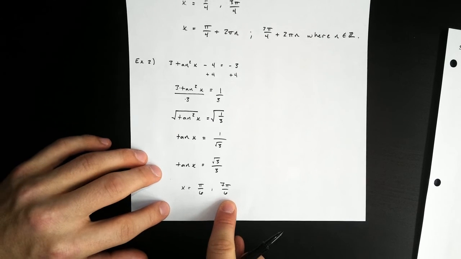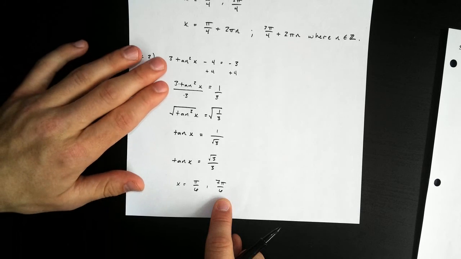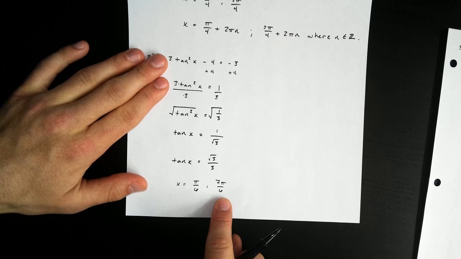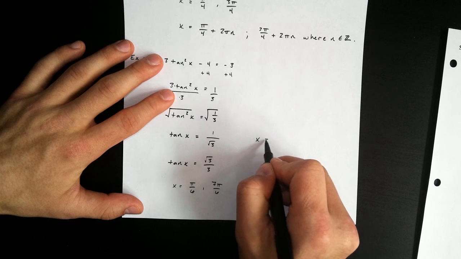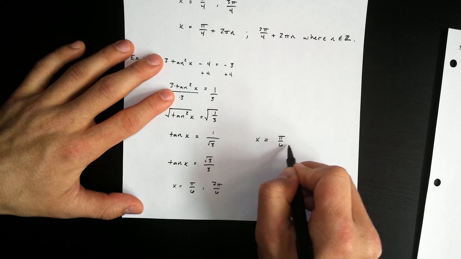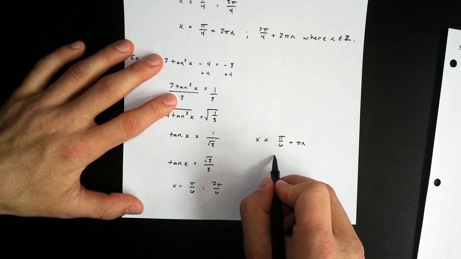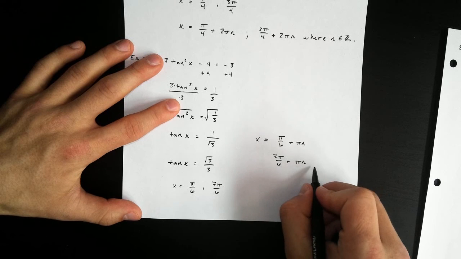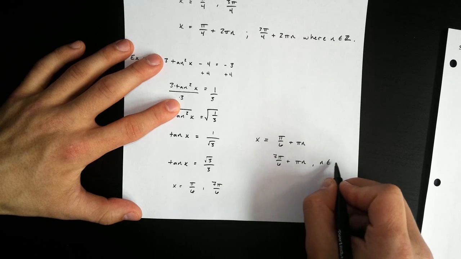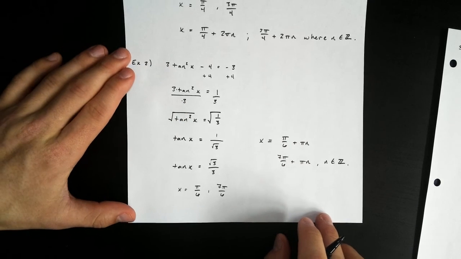Again, that's not the only possible solutions. In this case, the period for tangent is pi, so to cover all possible solutions, we want to add multiples of pi to this. So x is equal to pi over 6 plus pi times n, or we get 7 pi over 6 plus pi times n. Again, n is an element of the integers. So we're just adding multiples of pi.